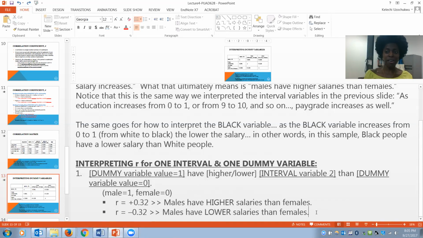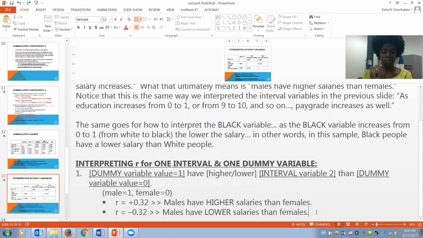Notice that both of the dummy variable values are in this very short interpretation: males, females, because remember, this is a comparison of the dummy variable values. Males have higher salaries than females. Males have lower salaries than females. Mind you, of moderate strength. Just that simple. So males might have a very moderate increase in salary than females.